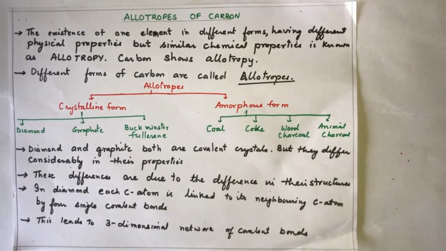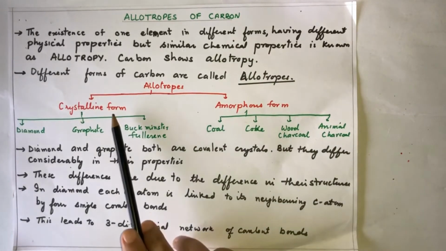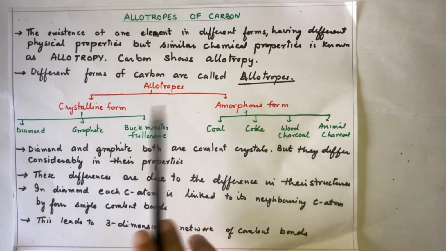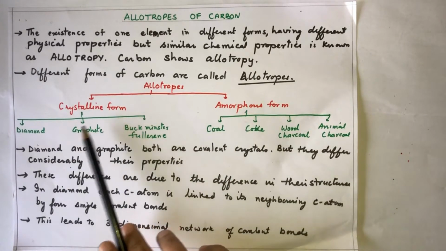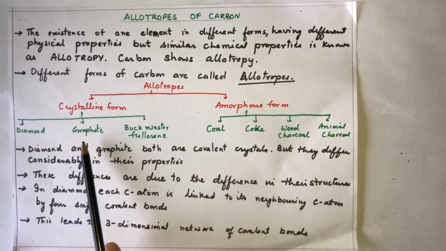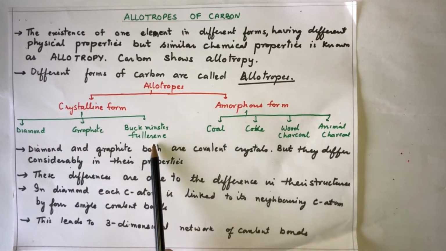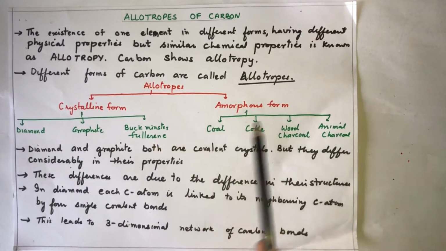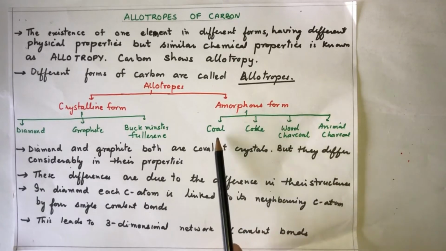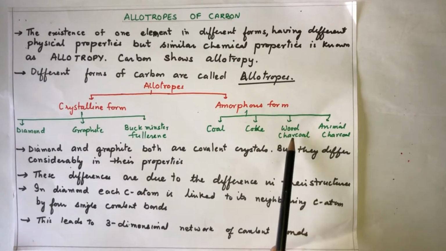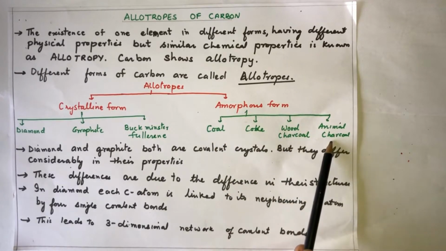Allotropes basically can be of two types, crystalline forms and amorphous forms. Crystalline forms of allotropes include diamond, graphite and Buckminster fullerenes, whereas amorphous forms include coal, coke, wood charcoal and animal charcoal.